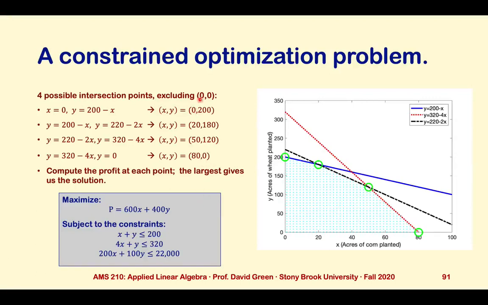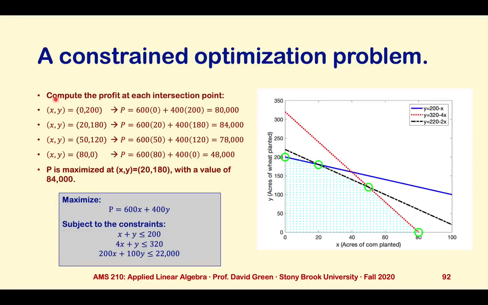All we need to do is plug these x and y's into our profit equation, and whichever one is highest is our answer. Doing that gives 80,000 for this first point, 84 for this second, 78 for this third, and 48 for this one down here. These are actually all fairly close, but the highest, most profitable point is at this one right here. Profit is maximized when x, y is 20, 180 with a value of 84,000.